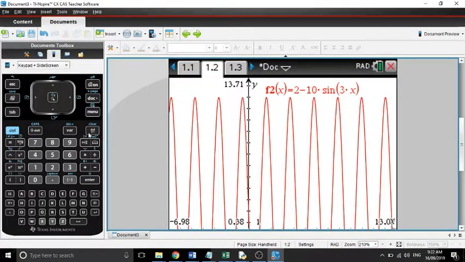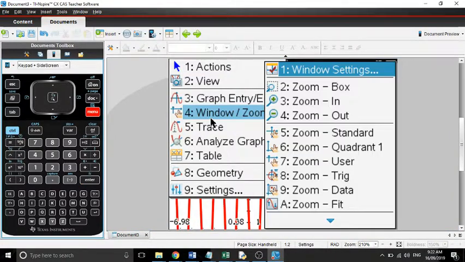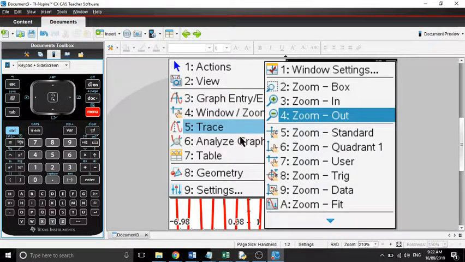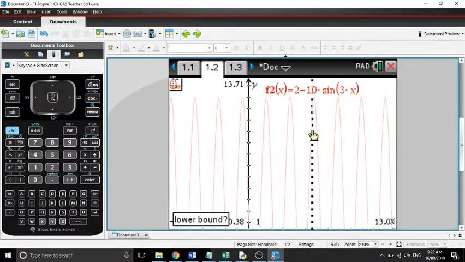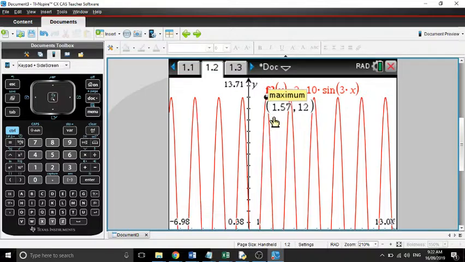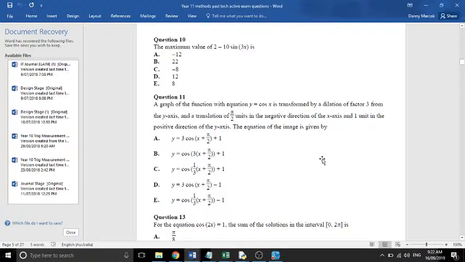Let's find the maximum value. Menu, analyze, maximum, doesn't matter where, and there we have it at 12. So that's what we've got. But like I said, 10 going up 2 to make it 12.